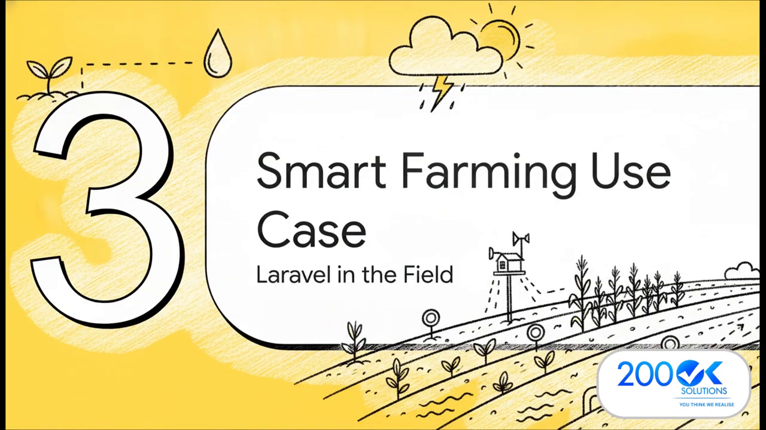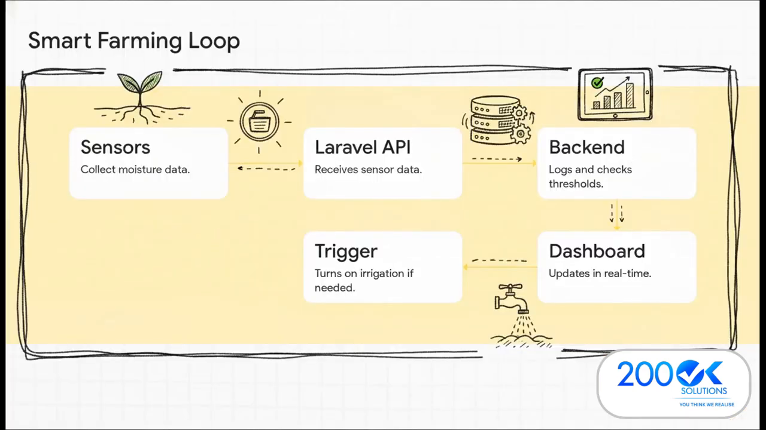Let's ground these technical concepts with Section 3, a real-world smart farming use case. Let's look at Laravel out in the field. Imagine an agricultural setup designed to optimize irrigation.